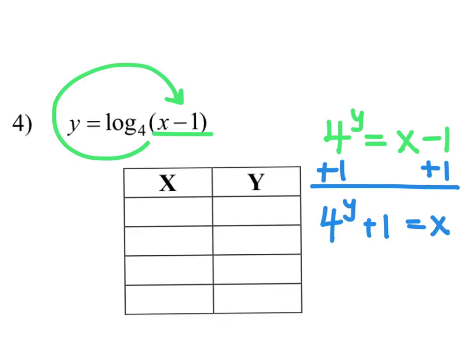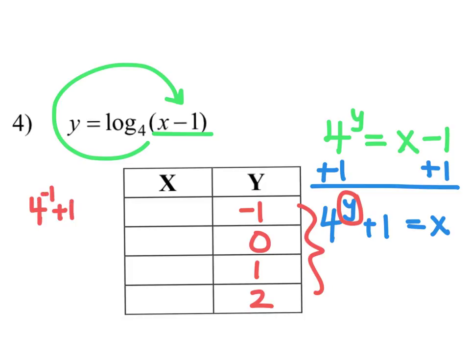This time we choose numbers for y instead of for x, and the reason is because it's an inverse, it's the log. Same numbers, -1, 0, 1, and 2. And now I'm just going to plug these numbers into the y. So 4 to the negative first plus 1. That's 1.25. Next one, 4 to the 0 plus 1. That's 2. Again, you can just use your calculator for this.